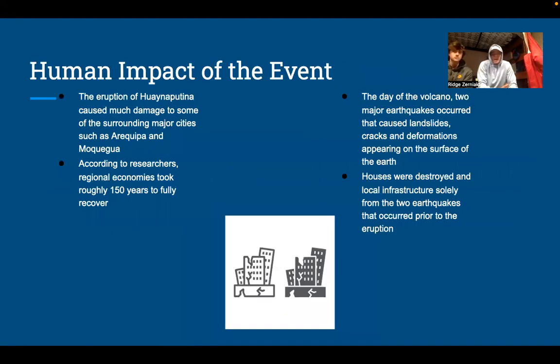Getting on to the human impact of the event, the eruption of Huaynaputina caused much damage to some of the surrounding major cities such as Arequipa and Moquegua. According to researchers, regional economies took roughly 150 years to fully recover. The day of the eruption, two major earthquakes occurred that caused landslides, cracks, and deformations appearing on the surface of the earth. Houses were destroyed and local infrastructure damaged solely from the two earthquakes that occurred prior to the eruption.